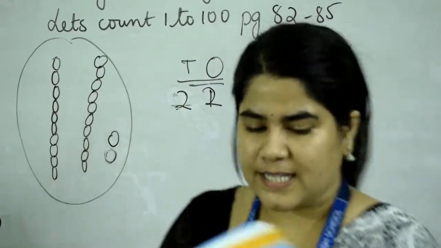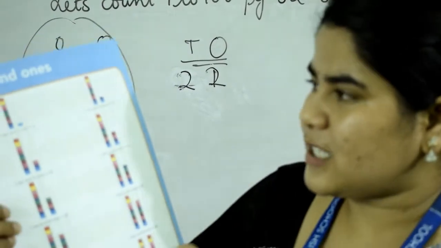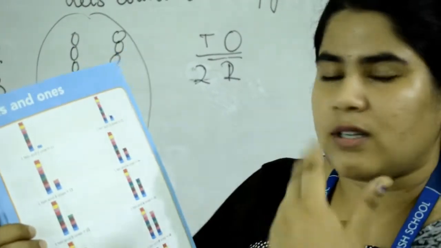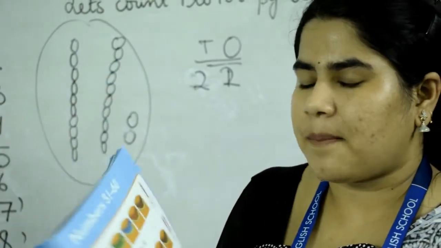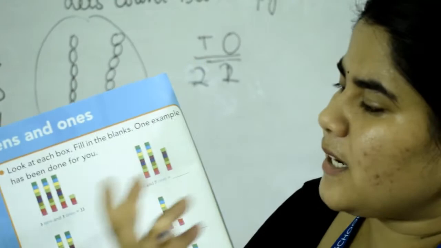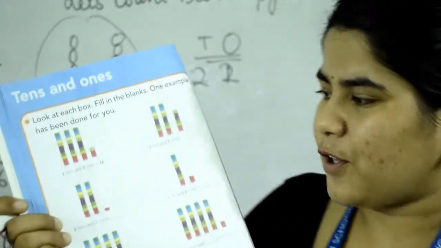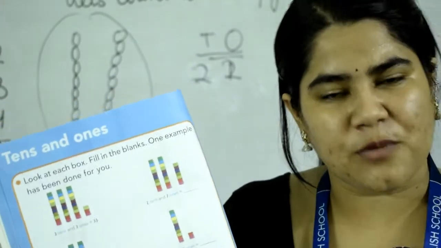Okay, so let's see what is there in the exercise. So in this way you can practice it in your exercise book also. Now if you turn the page, let's see what it is there. Again look at each box, filling the blanks. One example has been done for you. Here the example is given. I'm going to show you 1 or 2, rest you will do it by yourself.